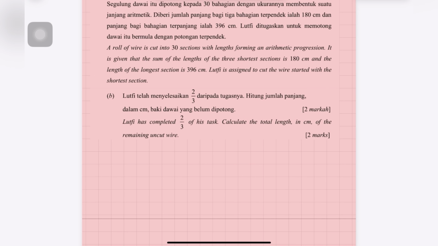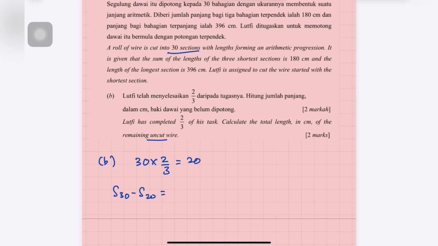B. Lutfi has completed 2 over 3 of his tasks. Calculate the total length in centimeter of the remaining uncut wire. For B, the total just now was given as 30 sections. 2 over 3 has been completed, so 30 times 2 over 3 gives 20 that are completed. He wants us to calculate the uncut, meaning the ones not completed. So if there are 30 and 20 are completed, 10 remain. So the 10 is S30 minus S20.